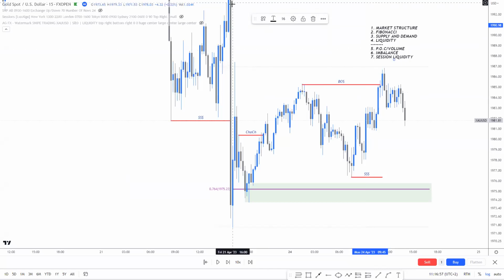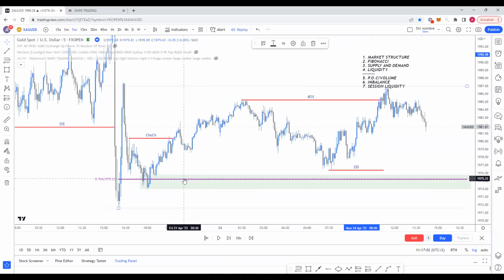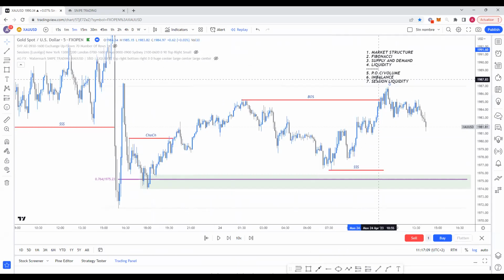Then imbalance on the 15-minute, we do not have an imbalance. On the 5-minute, we do not have an imbalance either. It was already mitigated, okay? All of the imbalances have been mitigated. So at the moment, we still have only 4 of the 7.